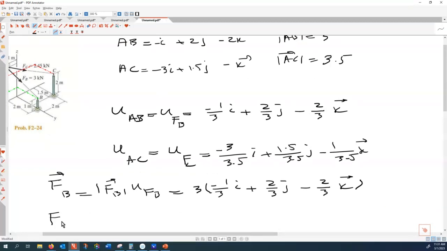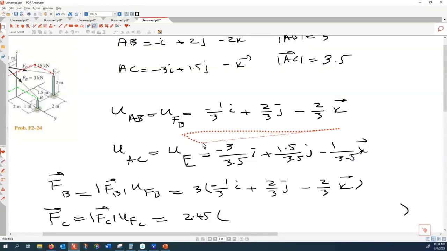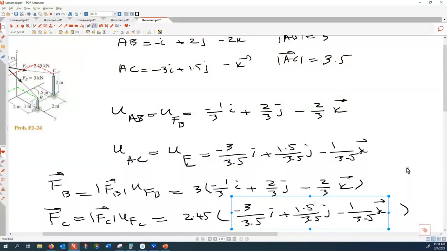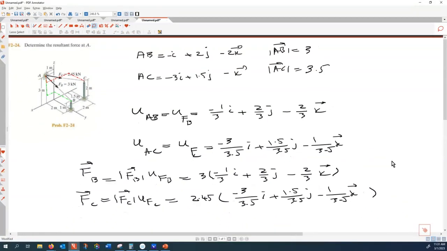and then we have FC is equal to the magnitude of FC multiplied by the unit vector of FC, which is 2.45 multiplied by and then all you have to do is add the similar terms. I is together, J is together, K is together.